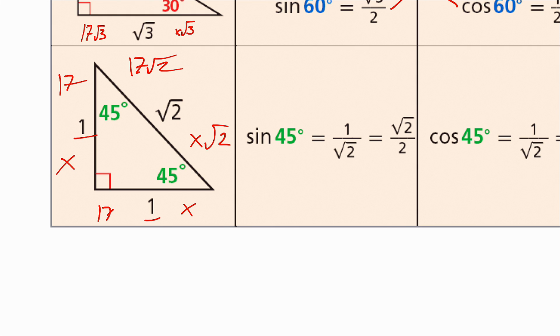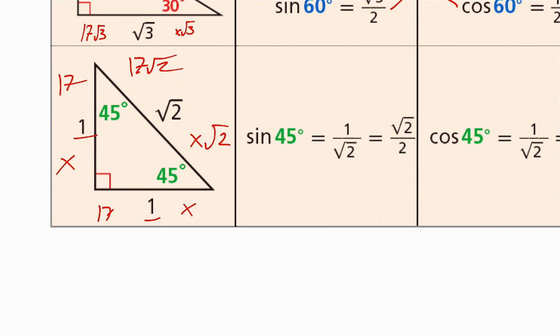So the sine of 45 degrees, you'll notice I only show it once, even though there's two different angles. They're the same angle, so we don't need to do it twice. The sine of 45 degrees, whether you're doing this angle or this angle, is going to be 1 over the square root of 2.